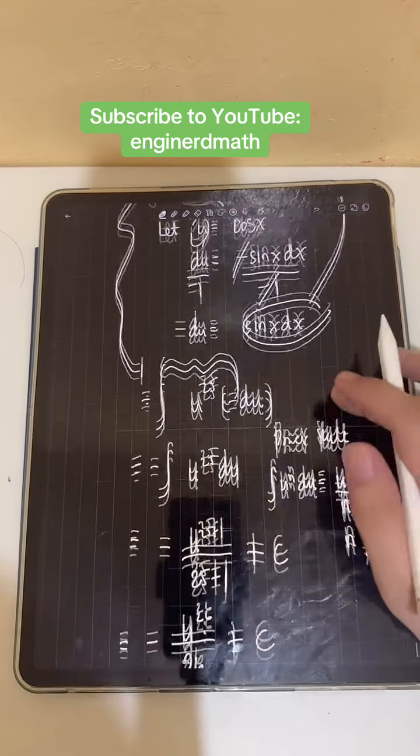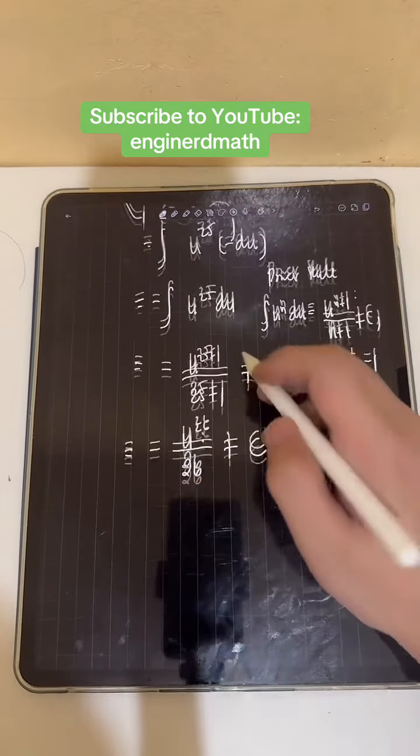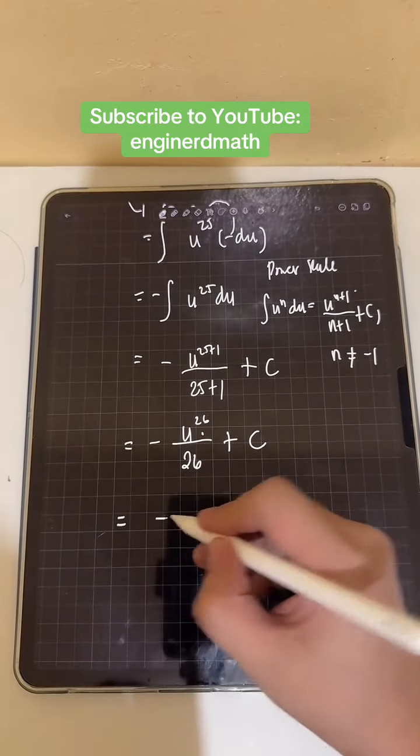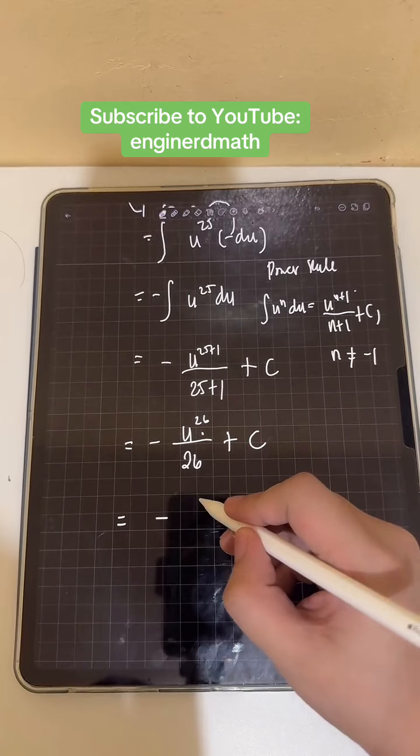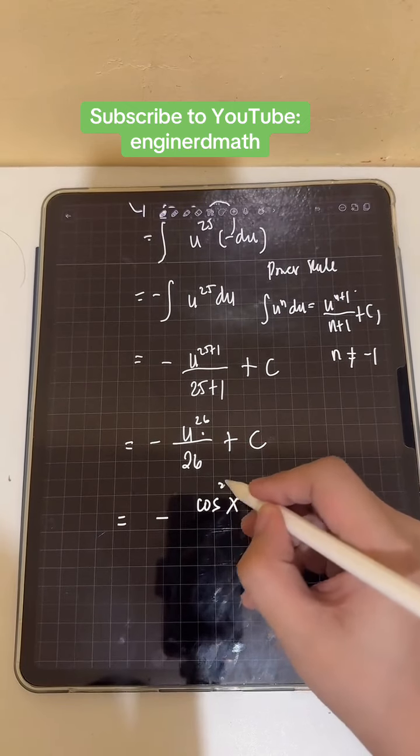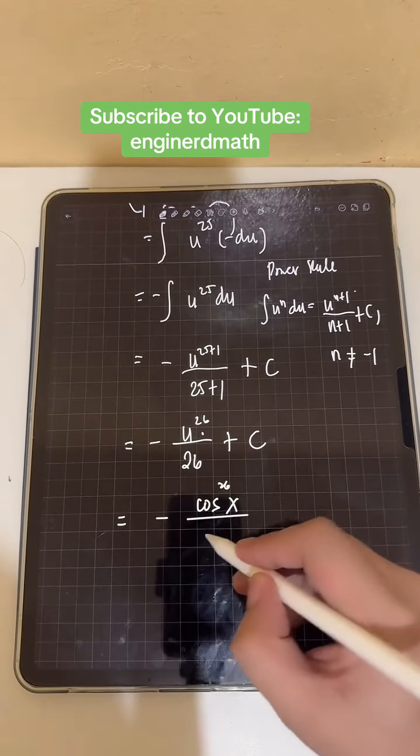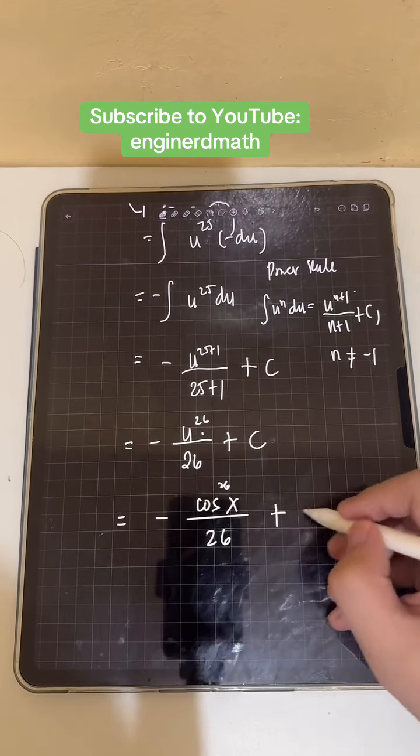Then you substitute back the u in terms of x, which is cosine x. So the final answer is negative cosine x to the 26th power over 26 plus c.